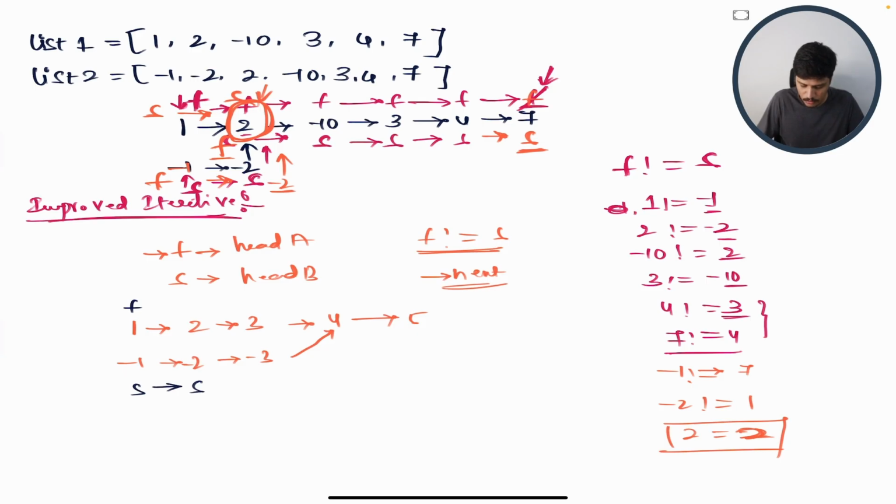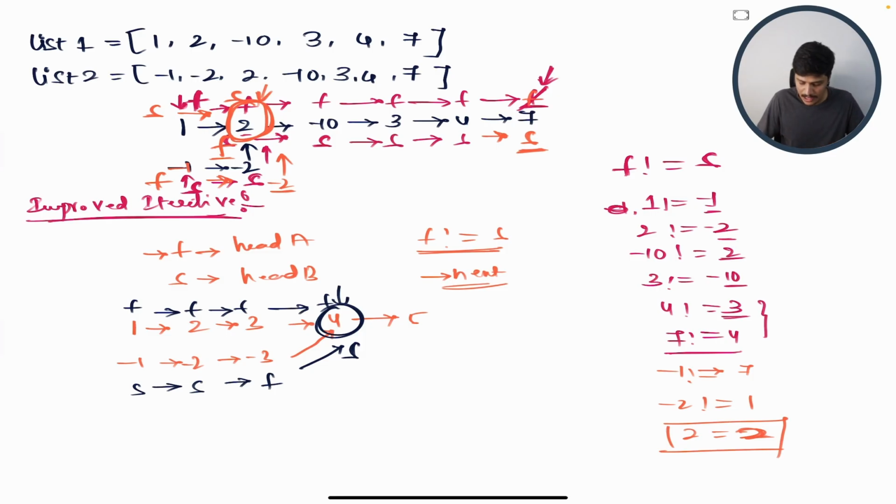Then what will we do? We will move both of them to the next, and 2 and -2 are not equal, so both of them will move to the next. And here, both of them are not equal, so both of them will move to the next. Okay, at this point of time, both are pointing to the same node, which is nothing but 4. So the intersection point is nothing but 4.